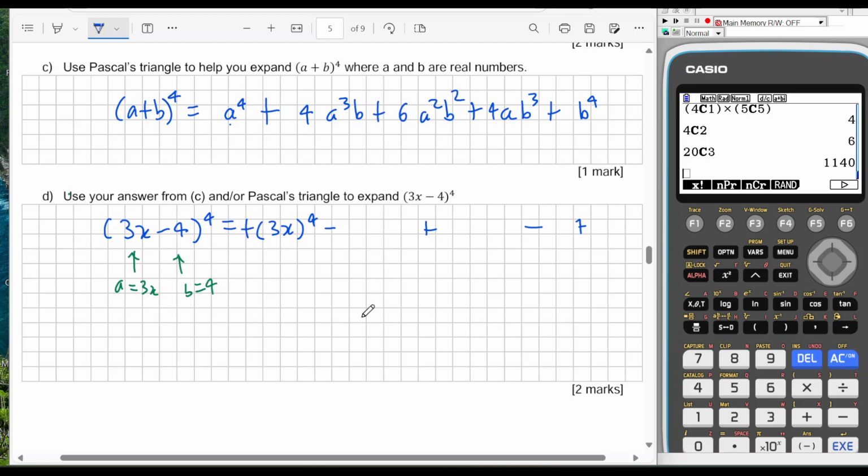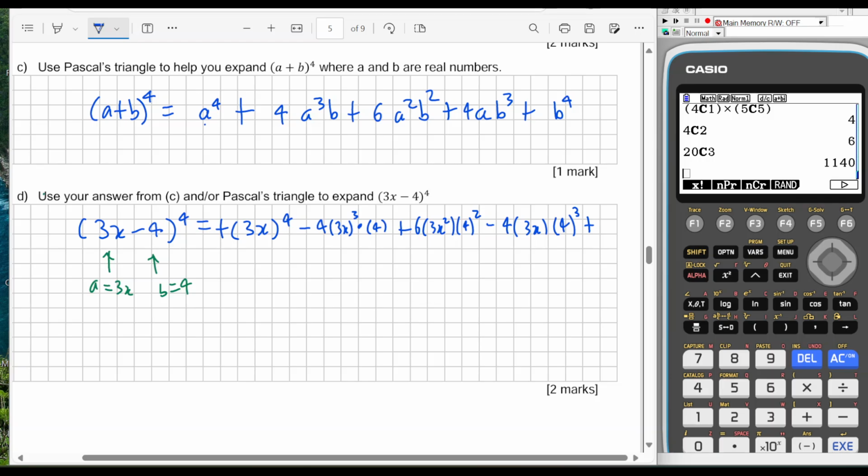Okay. Next term would be 4 lots of a cubed, so that's 3x cubed, and b, which is 4. Then it's a plus. So this would be 6 lots of 3x squared and 4 squared. Then we have a minus. It's 4 lots of 3x, and then it's 4 cubed. And then it is plus, because we've just had a minus, b to the 4. So this is 4 all to the power of 4.